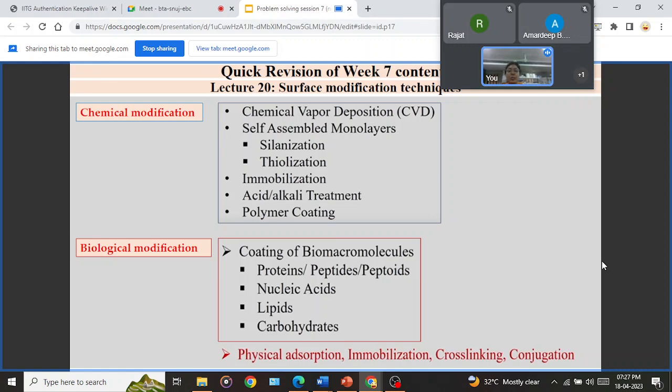So in case of biological modification, as I said, we can coat biomacromolecules including proteins, nucleic acids, lipids, and carbohydrates. So in a biological modification, there is a physical adsorption of these biomacromolecules over the biomaterial. So various approaches like immobilization, cross-linking, and conjugation are part of it.